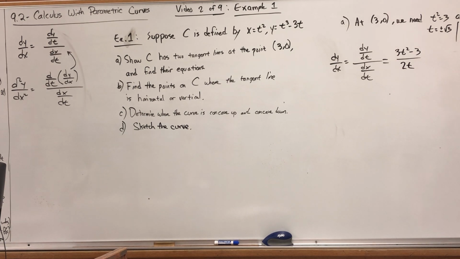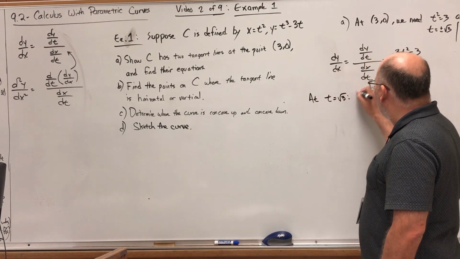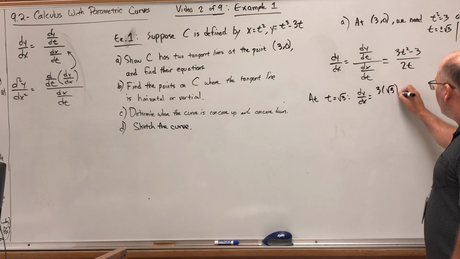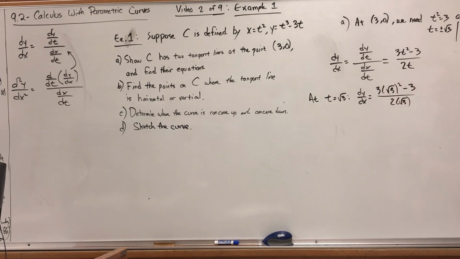So now we have an equation that tells us how to calculate the slope at a given value of the parameter. Let's look at our values. At t equals the square root of 3, we have dy/dx equals 3 times the square root of 3 squared minus 3 over 2 times the square root of 3. Again, we're just substituting the square root of 3 into the formula for dy/dx. In the numerator, the square root of 3 squared is 3. 3 times 3 is 9. 9 minus 3 is 6. On the bottom, we just have 2 square root of 3. 6 divided by 2 is 3, so we have 3 over the square root of 3.